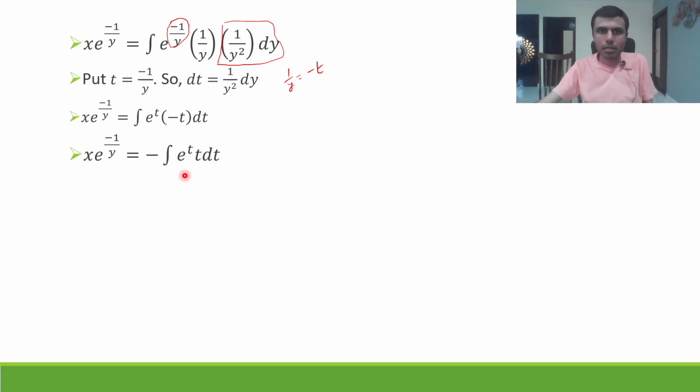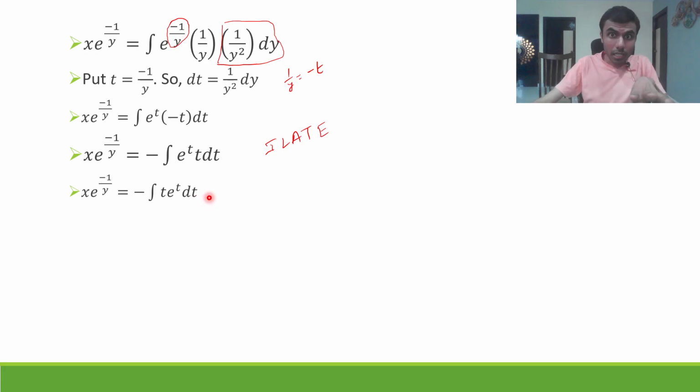Now here, how to integrate when I have a product of two functions? Obviously, integration by parts. We have a rule: the order in which we have to put our functions is inverse, logarithmic, algebraic, trigonometric, exponential. Exponential is at the last. t is like algebraic, so this will become integral t into e power t dt. Fine, I hope it's clear and it's making some sense.